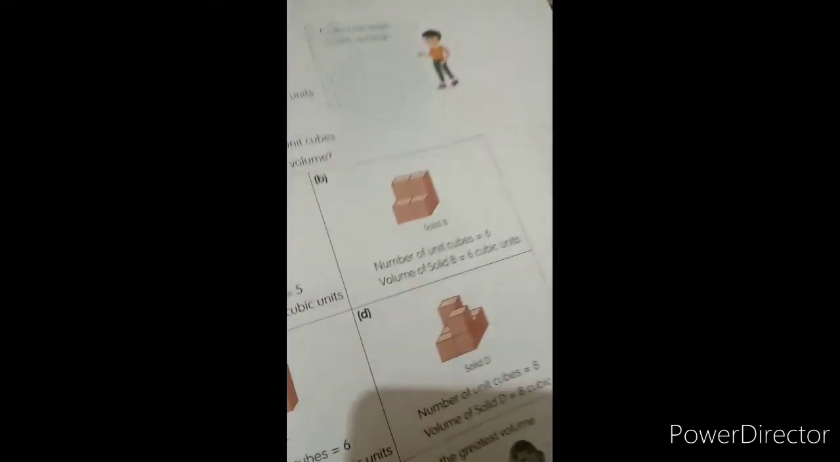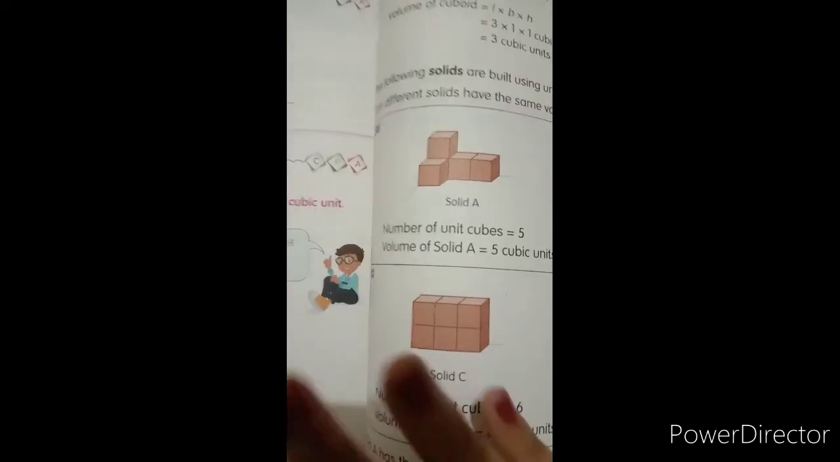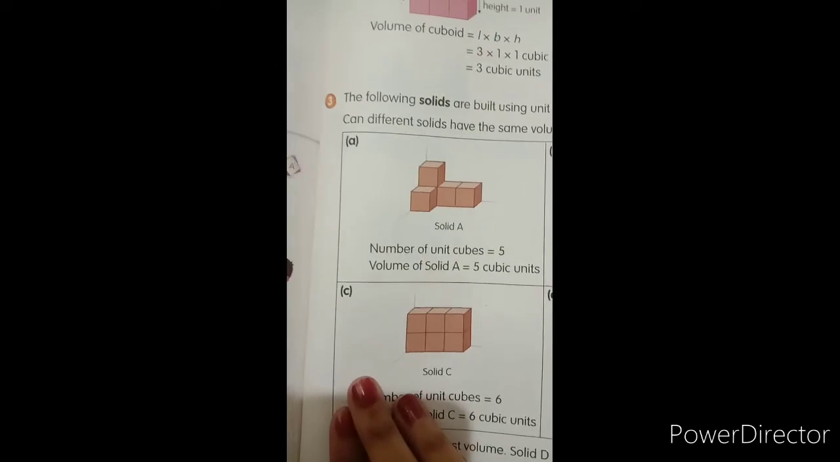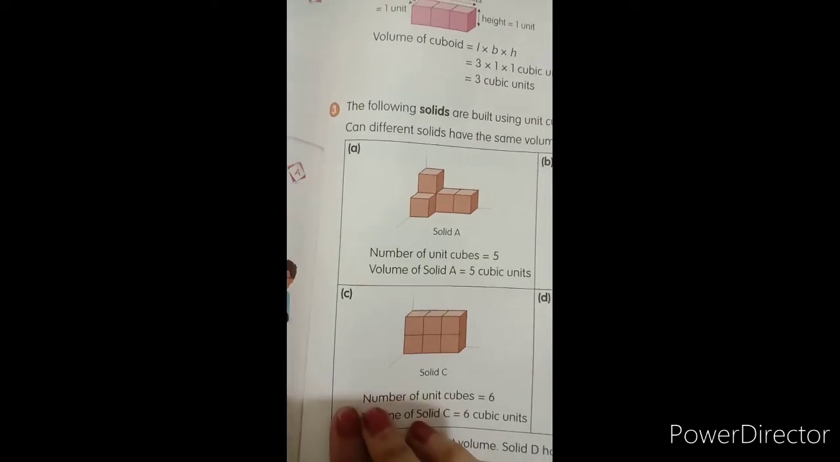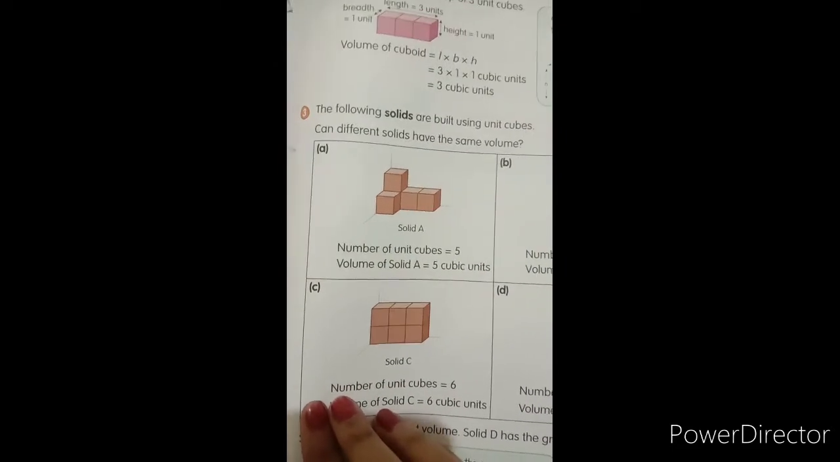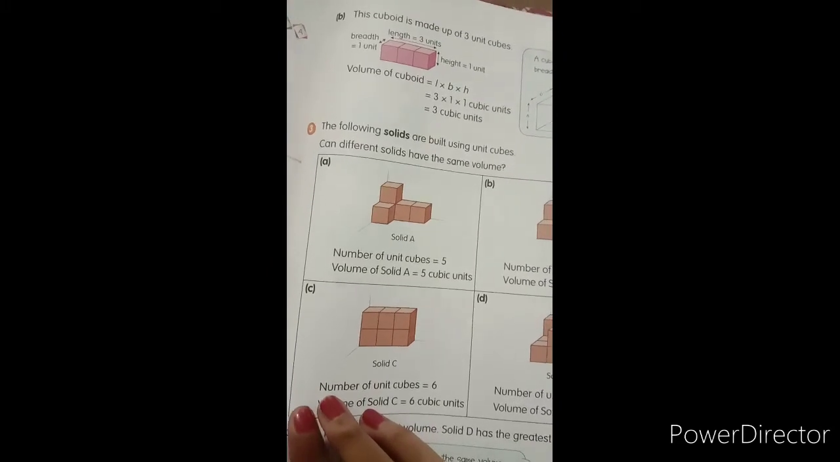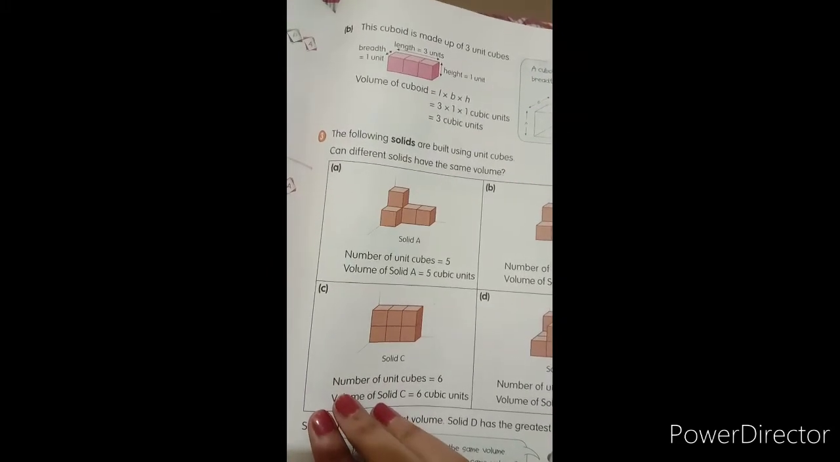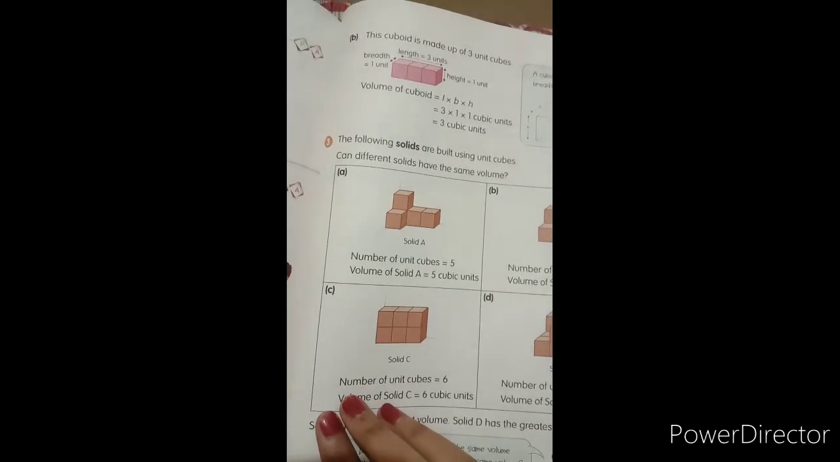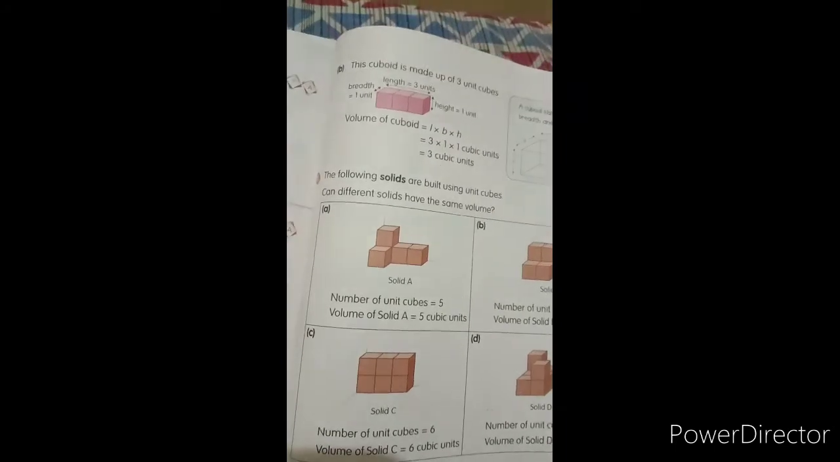Now the following solids are built using unit cubes. Can different solids have the same volume? यहाँ पे बोला गया है कि different solids का same volume हो सकता है. तो yes, different solids का same volume हो सकता है. कैसे? Let's see. In the first case, solid A.